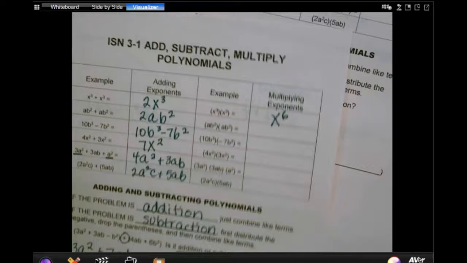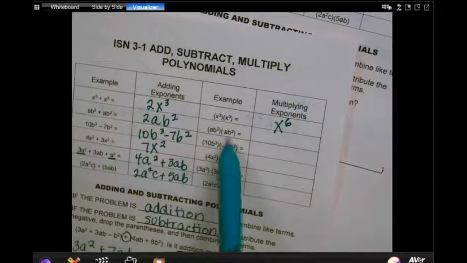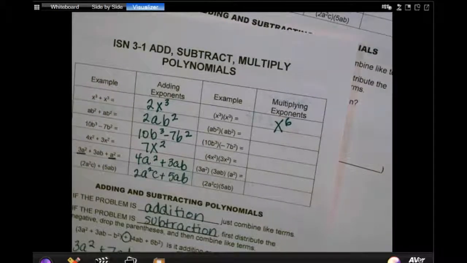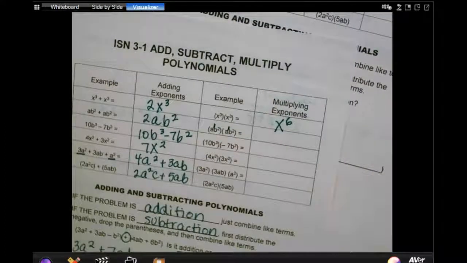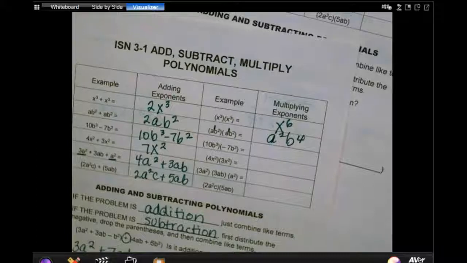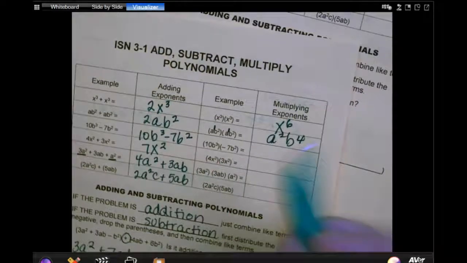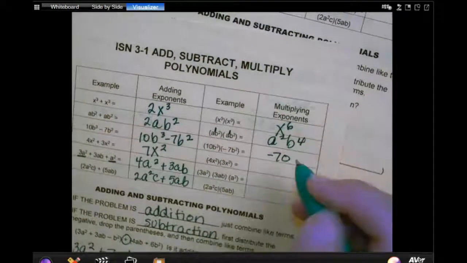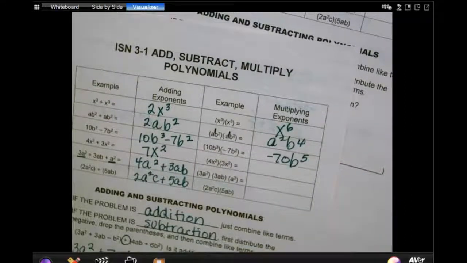So back to the front. When we multiply, if I have ab squared times ab squared, a times a is a to the second, right? Because this is a 1 and this is a 1, and you have to add your exponents. So I'm going to get a to the second, b to the fourth. When I multiply here, 10 times a negative 7 gives me negative 70, and then 3 plus 2 gives me b to the fifth.